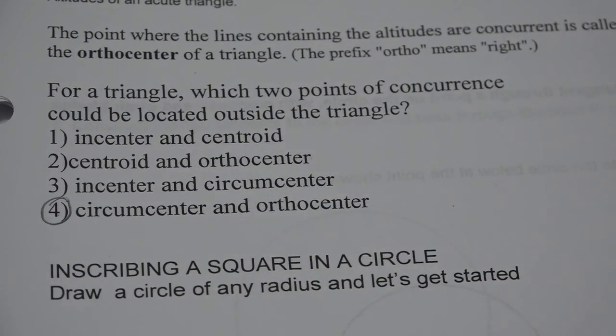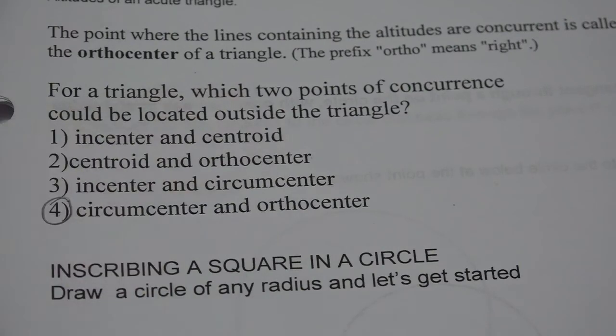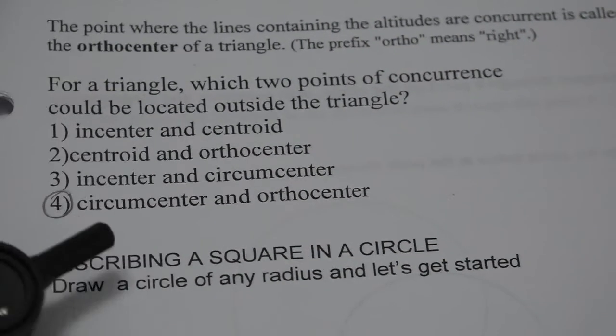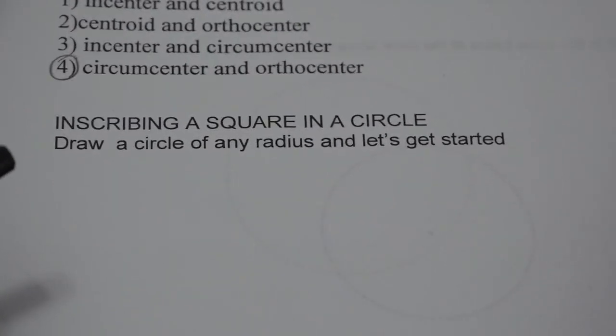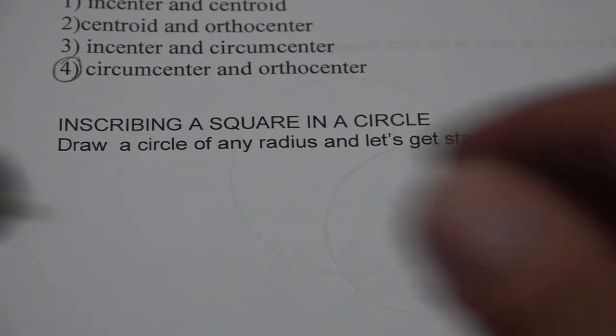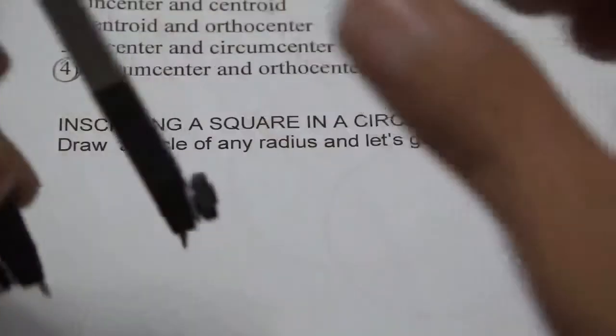Inscribing a square in a circle. Draw a circle of any radius and let's get started. For my class, if you do this before I do it and call me up, and you say, Becker, pull up, then I will grant you 2 points on your grade. So draw in a circle.